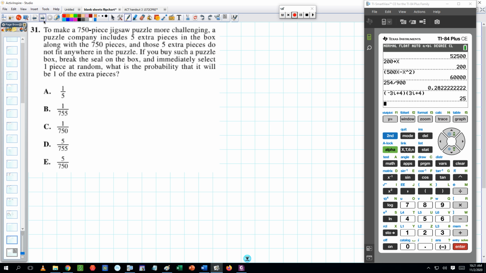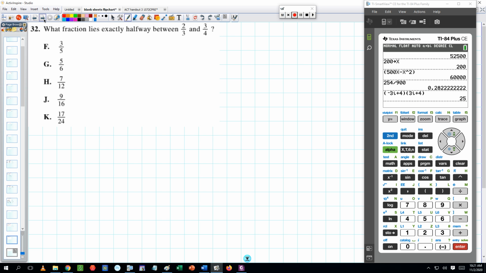To make a 750 piece jigsaw puzzle more challenging, a company includes 5 extra pieces. So now we have 755 pieces, along with the 750, and those 5 extra pieces do not fit anywhere in the puzzle. If you buy such a puzzle, break the seal of the box and immediately select 1, what is the probability that it will be one of the extra pieces? Well, since there are 5 of those out of 755 pieces, that's your probability right there. D. Surprised they didn't reduce that fraction.